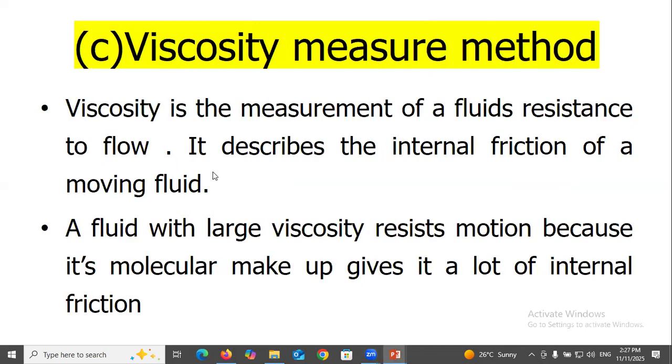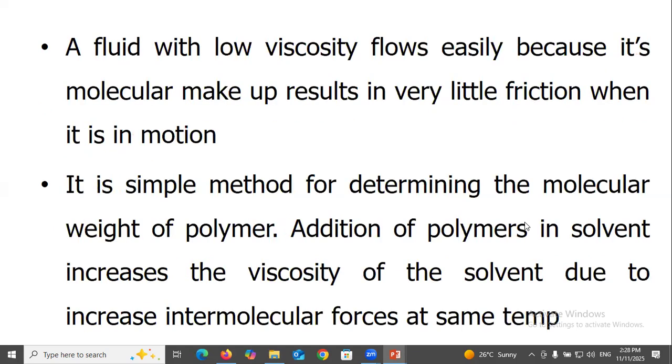Viscosity measurement methods. Viscosity is the measurement of a fluid's resistance to flow. It describes the internal friction of a moving fluid. A fluid with large viscosity resists motion because its molecular makeup gives it a lot of internal friction. A fluid with low viscosity flows easily because its molecular makeup results in very little friction when it is in motion. This is a simple method for determining the molecular weight of a polymer.